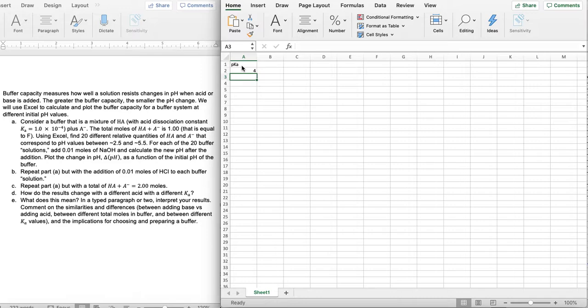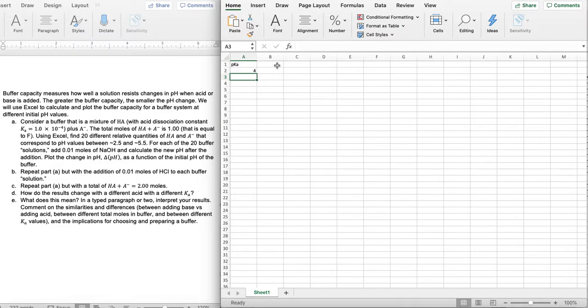So I'm going to put that in a cell here. The total moles of HA and A minus is 1. So right, that's the formal concentration. So using Excel, find 20 different relative quantities of HA and A minus that correspond to pH values roughly between 2.5 and 5.5. For each of the 20 buffer solutions, add 0.01 moles of NaOH and calculate the new pH after the addition. Plot the change in pH, that is delta pH, as a function of the initial pH of the buffer. By the way, we're basically going to be recreating figure 9.2, except I chose a different Ka value.